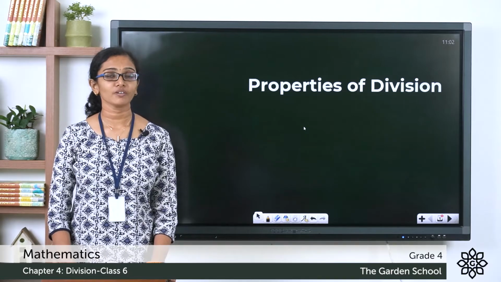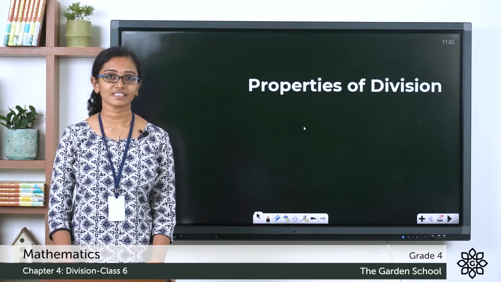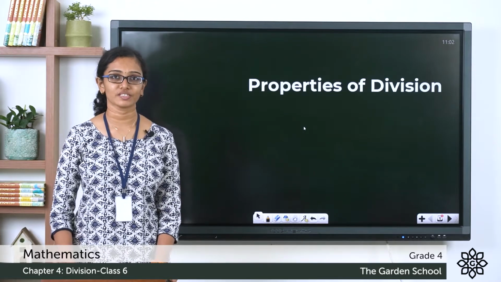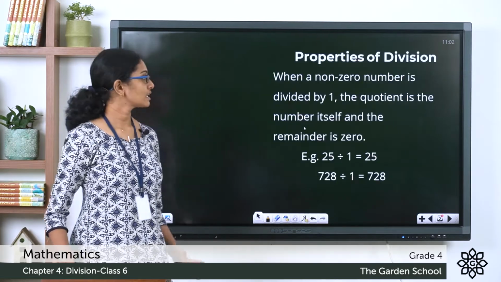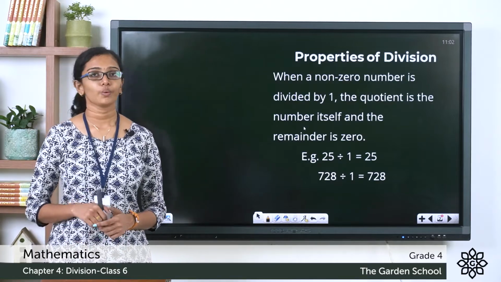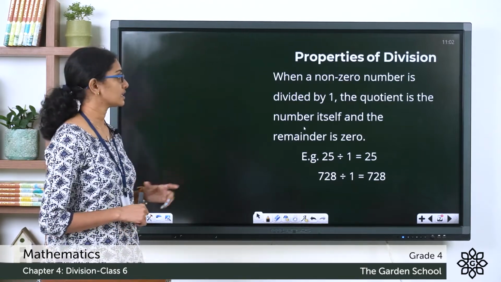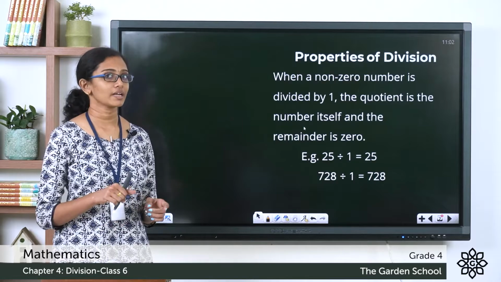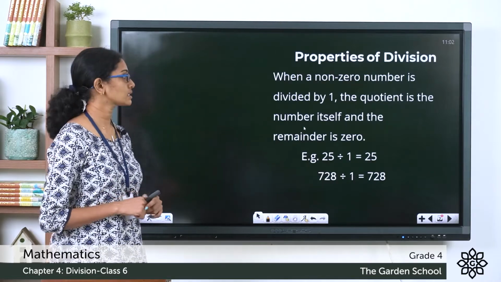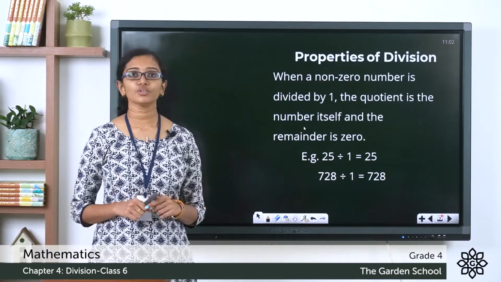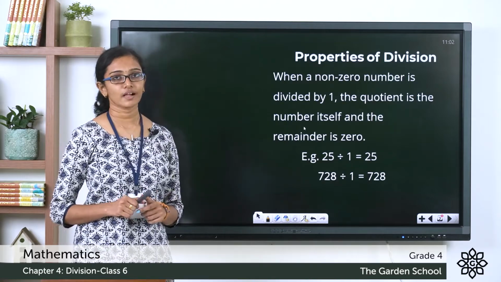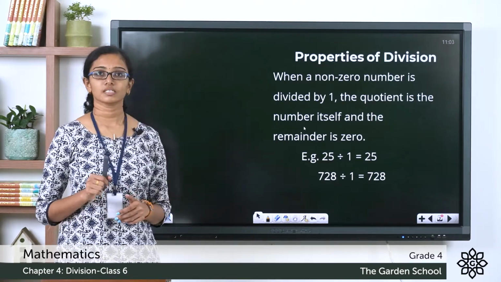We have been learning about the division concepts, right? Today let's see the properties of division. Let's see the first property. The first property says that when a non-zero number is divided by 1, meaning when a number other than 0 is divided by 1, the quotient is the number itself and the remainder is 0.